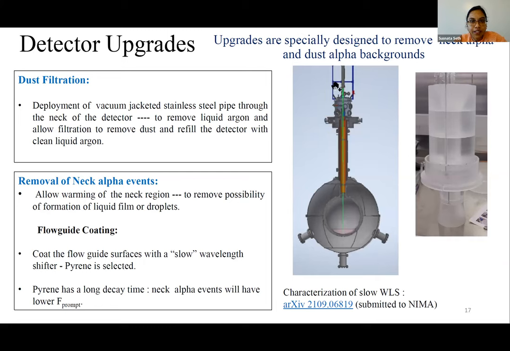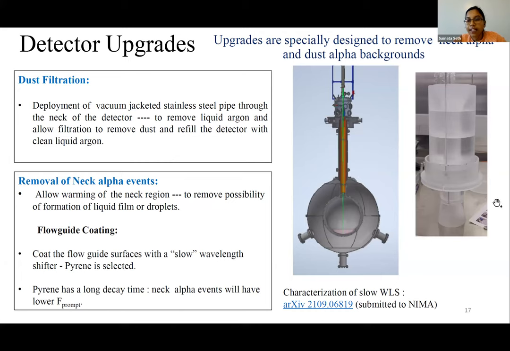We are going to install one vacuum jacketed stainless steel pipe through the neck region of our detector that will remove the liquid argon from the acrylic vessel, then allow filtration, and it will fill the detector with clean argon. That will help us to reduce the dust alpha events, and to remove the neck alpha events we will allow warming of this neck region. So that will remove the possibility of formation of liquid film or drops in that region.